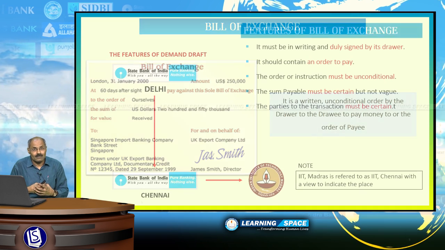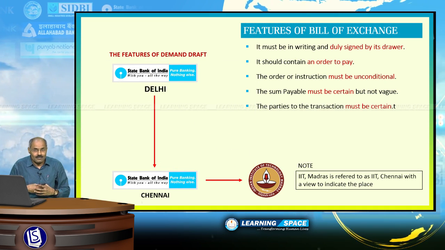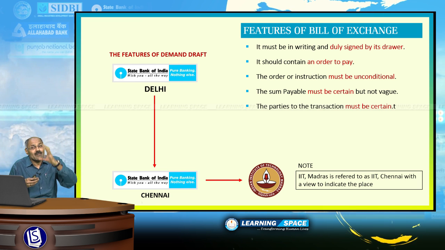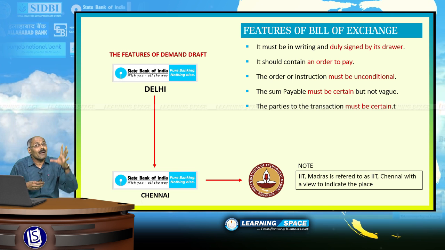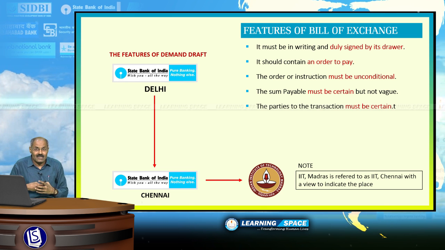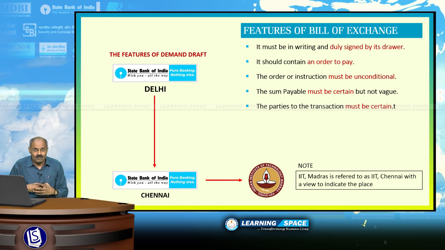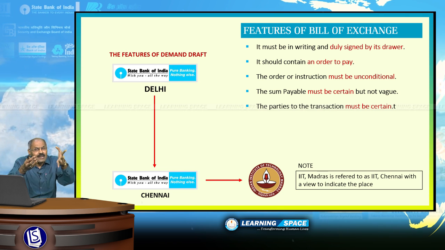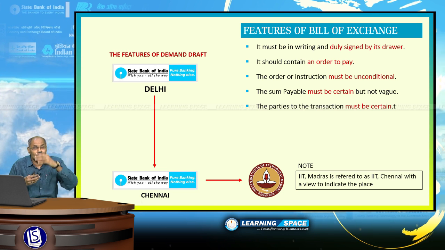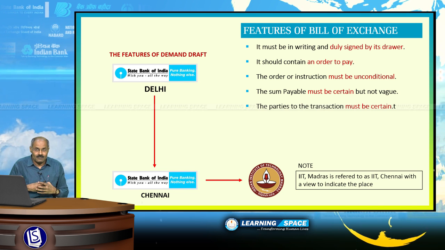Please look into this. You are staying in Delhi, your bank is State Bank of India, Delhi, and you got admission to IIT Chennai. You are required to pay a fee of rupees 1 lakh.